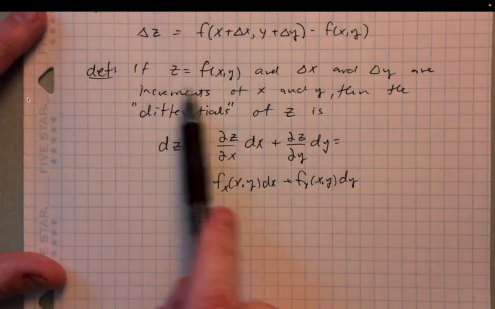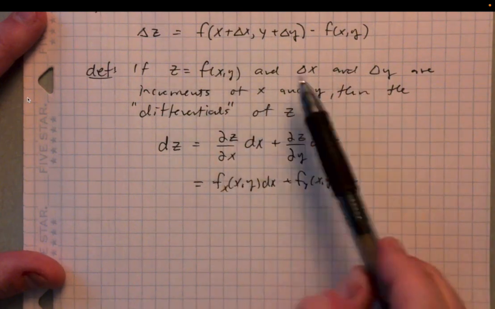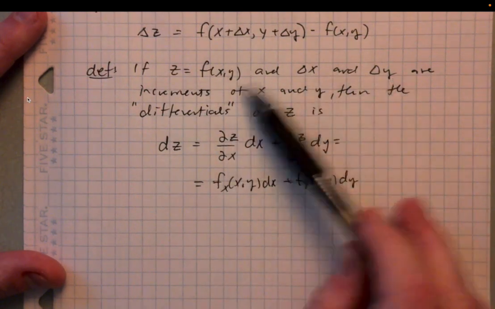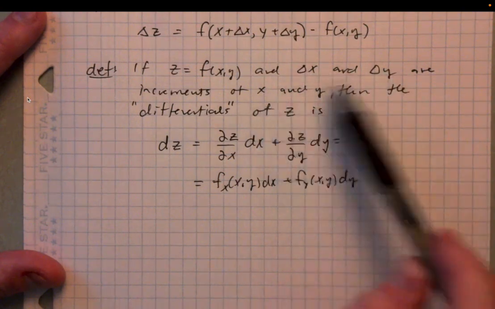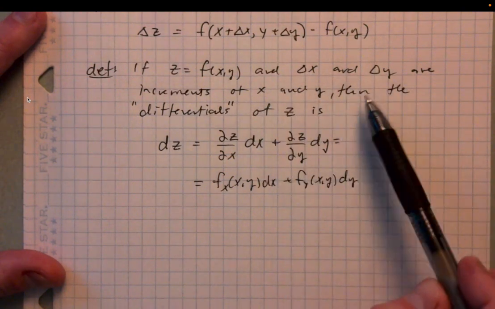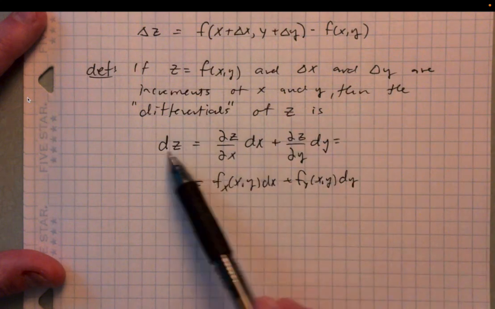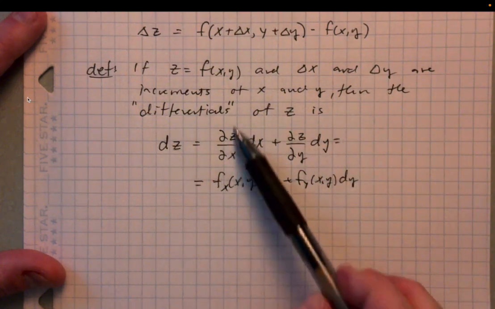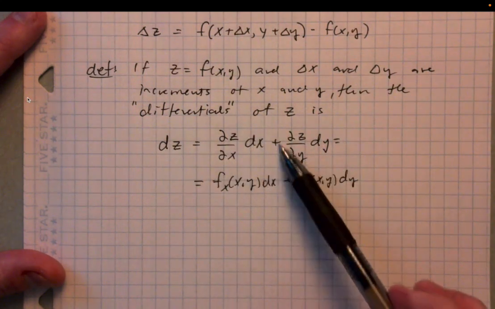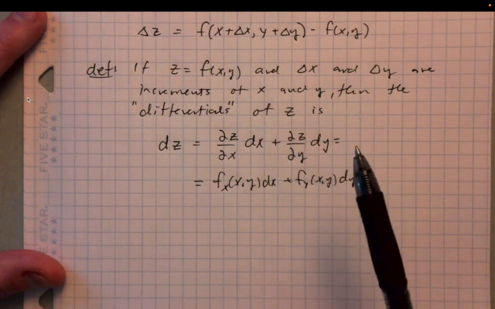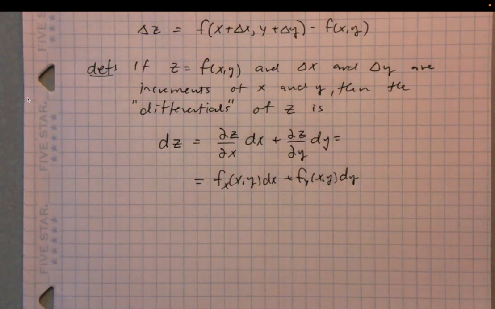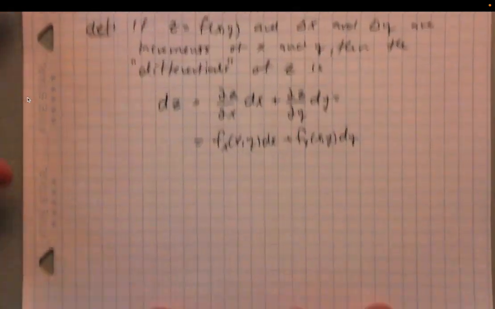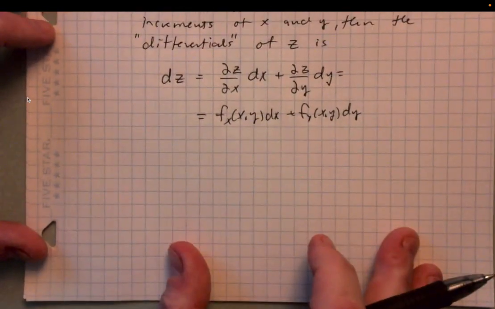Okay, so that's the idea. If z is a function of x and y, and delta x and delta y are the increments of x and y, so this is the nudge you're giving x and y respectively, then the differential of z is this. It's basically the partial derivative with respect to x times dx plus the partial derivative with respect to y times dy. Okay, so let's do an example. Let's see how this spins up in an actual example.